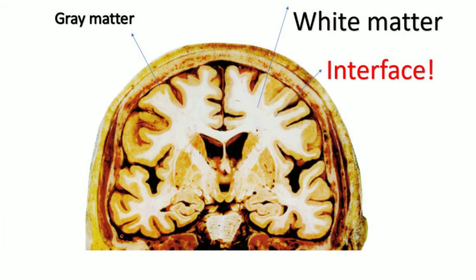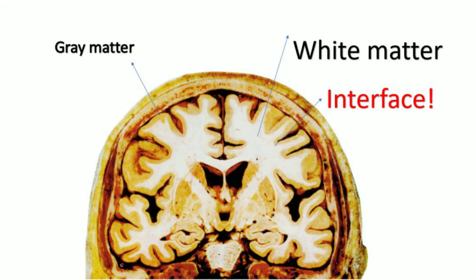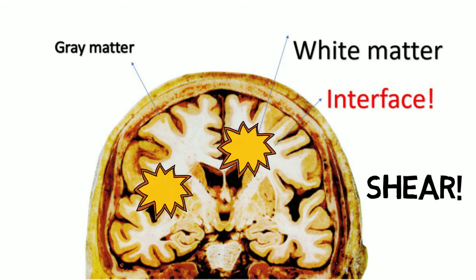The boundaries where gray matter and white matter come together are known as the gray matter-white matter interface. The density difference between the white and gray matter makes this area more vulnerable to stretching and damage, specifically in shear. These are the areas that are most prone to deformation.